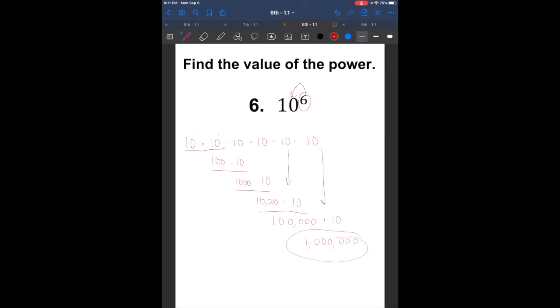10 times 10 is 100, yep. Then we have 1,000 times 10, that gives you 10,000. Then you have 10,000 times 10 is 100,000. 100,000 times 10, right? See what we multiplied. 1, 2, 3, 4. Yeah. Alright, let's move on to the next one.